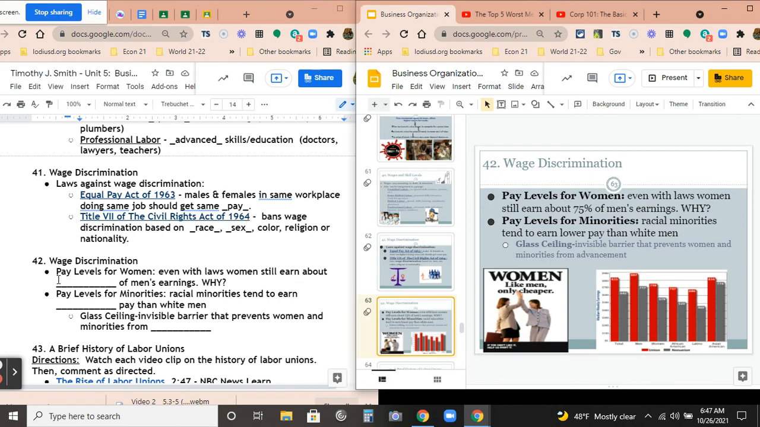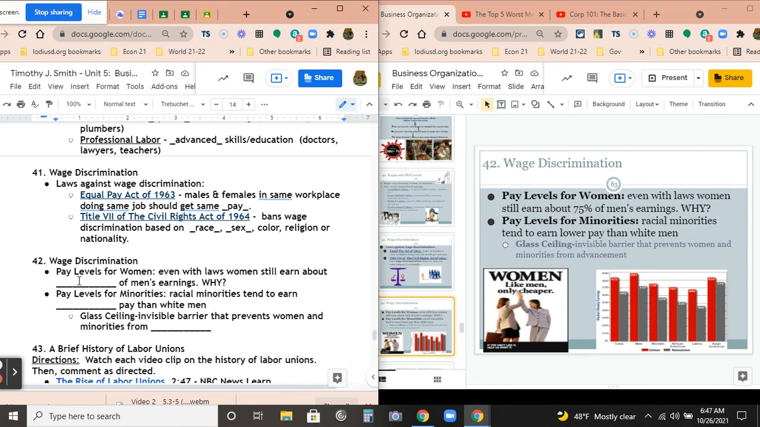More on wage discrimination. Pay levels for women. Even with laws, women are still getting about 75% of men's earnings. Why? There was this historic belief that men were the breadwinners. They had to take care of the family.